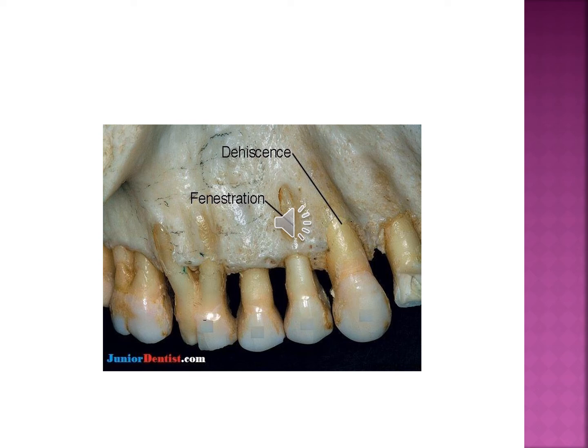Now the adjacent tooth, you can see that tooth where it is labeled as dehiscence. You can see that there is a complete loss of bone. You can see that there is no marginal bone. So whatever the root is available, that is completely exposed. No marginal bone there. So the difference between fenestration and dehiscence is presence or absence of marginal bone.